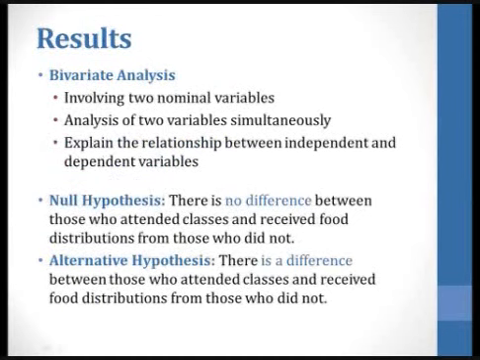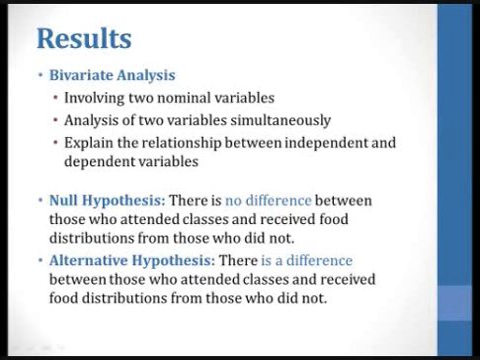Based on the data that we have, we are using a bivariate analysis to discuss the result of our intervention. Because there are two nominal variables involved, we analyze these two variables simultaneously and explain the relationship between them. Through the bivariate analysis, we try to find out the answer of the evaluation questions. We state the null hypothesis and the alternative hypothesis. The null hypothesis is that there is no difference between the effect of the nutritional classes and the food distribution. The alternative hypothesis is that there is difference between the effect of nutritional classes and the food distribution.